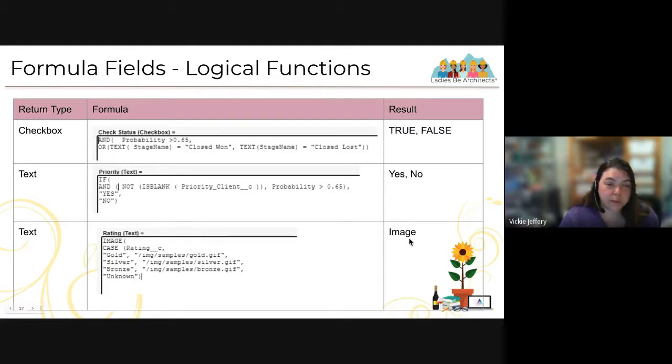So we'll pick this one apart. So what it is we're putting in image. So we're telling it we want to return an image. It's got to be in a text return type if you're doing this. And then we're using case. So this is our logical function. And case is similar to an if statement, but you're able to write it out a little bit easier. So instead of using nested if statements for this, I can actually put, in the case, I'm looking at the rating field. If it's gold, do this. If it's silver, do this. If it's bronze, do this. Else, just put an unknown in the field.